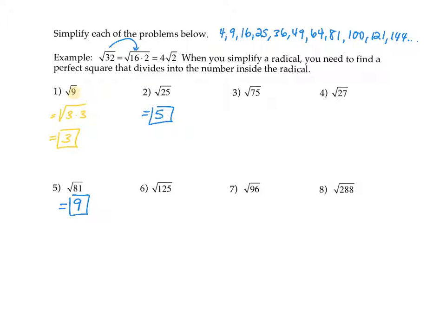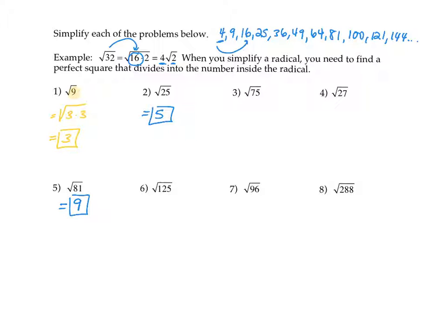Okay, you want to find the largest number on that list that divides into 32. And while I know 4 works, we want to go bigger. And if 4 divides into your number, you then want to try 16. So notice that I've rewritten 32 as 16 times 2. And the square root of 16 gives me a 4 outside. And we're left with a 2 on the inside. So that's, again, in simplest radical form. We can't do anything else to it to make it simpler.